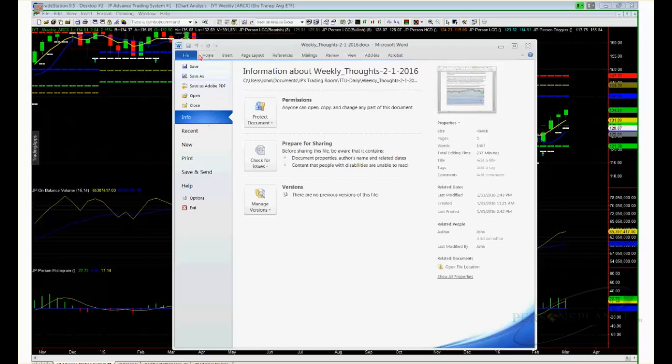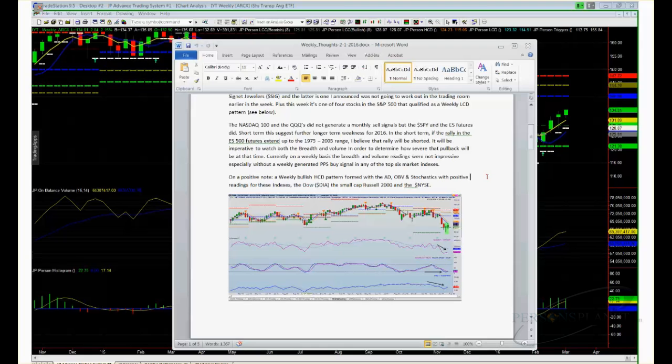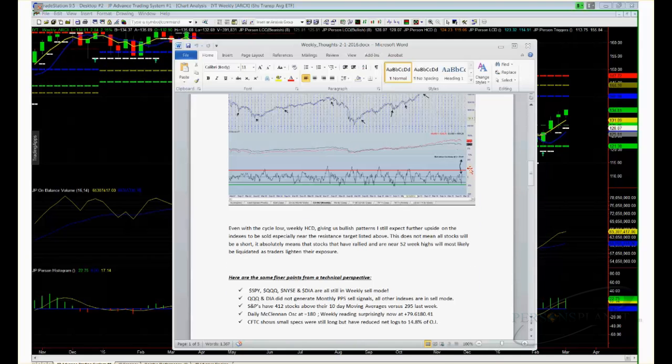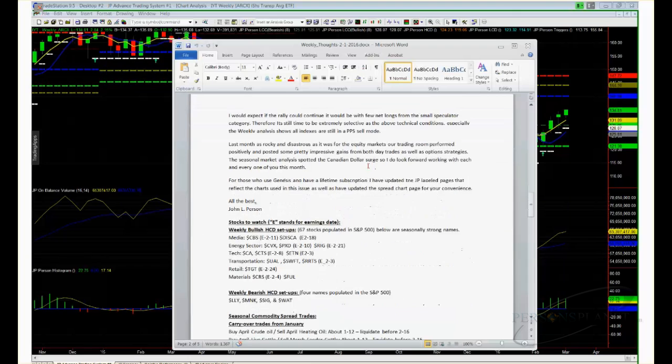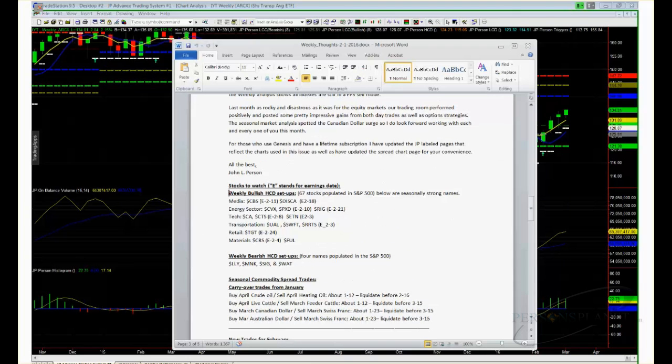You'll note that that is, of course, a Sunday. One of the things that we talk about is where the market is, a little cycle analysis, where we are in relationship to PPS, a couple other little things, but then weekly bullish high close doji setups. So we put out that there were 67 stocks populated that are in seasonally strong sectors: the media, energy, technology, transportation, and you'll love to see these names right there: retail, Target, and these are the material names.